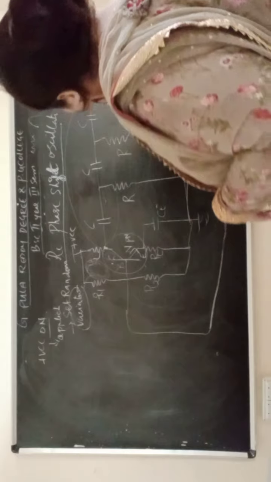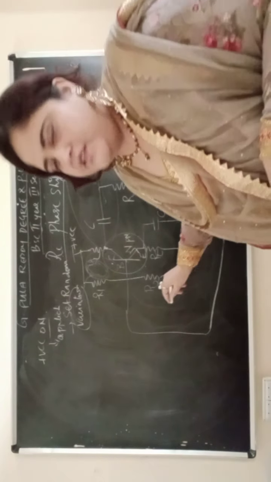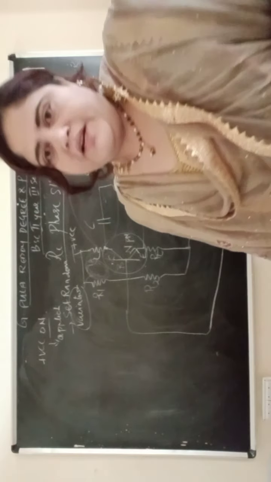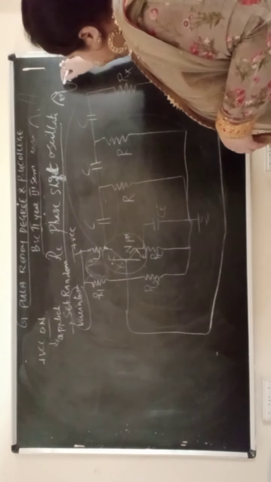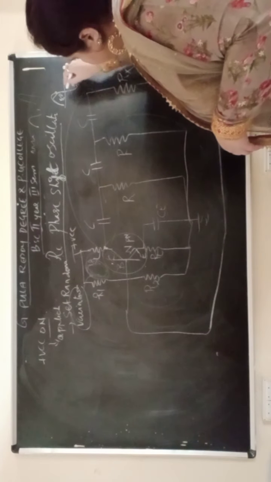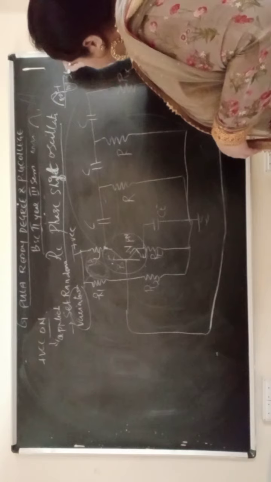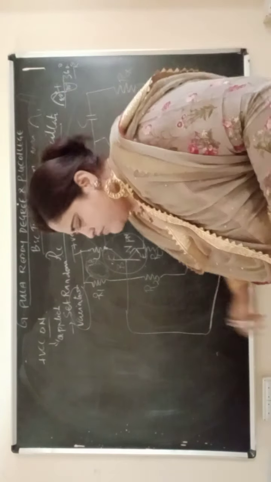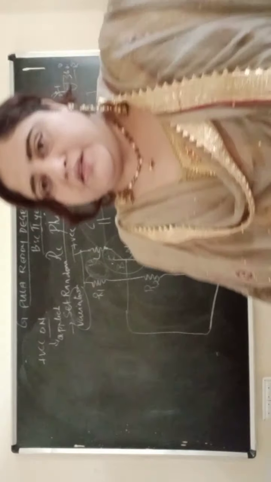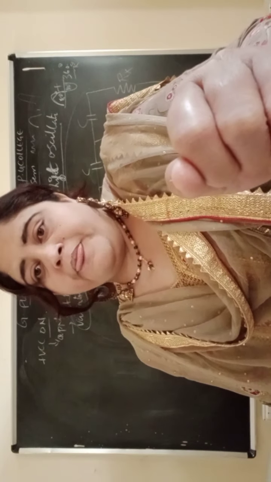See, from here to here it is passing. For more 180 degree of phase shift, it will pass to the transistor. The transistor will give more 180 degree of phase shift. 180 degree plus 180 degree is nothing but 360 degrees.